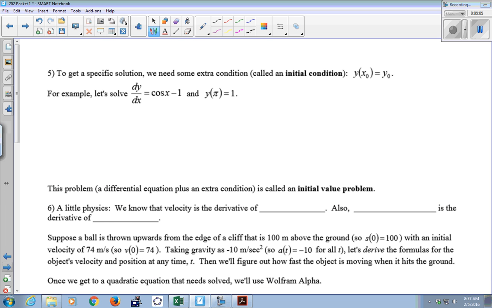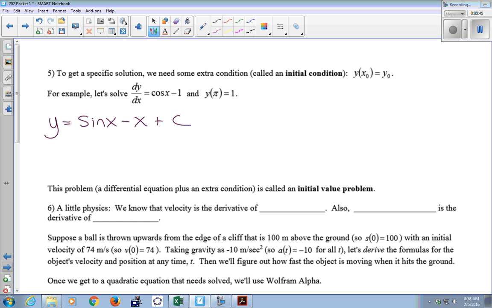All right, so there are infinite solutions to a differential equation, right? Because you can always put the plus c on there and c can take on infinite values. If you want a specific solution, a particular plus c, you need something called an initial condition. You need some extra piece of information to figure out what c you want. So I have one here that y of pi equals 1. So I already know my general solution to this differential equation is y equals sine x minus x plus c. And then they gave me this extra piece of information, and I can use that to figure out what c is.